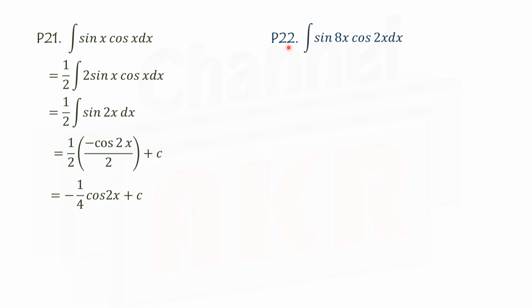Problem number 22. Here it was sin x cos x. This portion is same, x, x. But here it is 8x, 2x, different. So we have another formula, sin a cos b. So we need 2 sin a cos b, like this. We have a formula in pattern 2. I mentioned in trigonometry video part 1, it is group 2 sin a cos b.